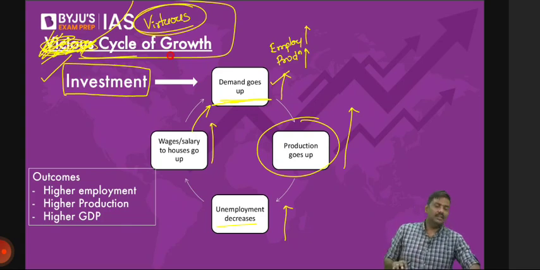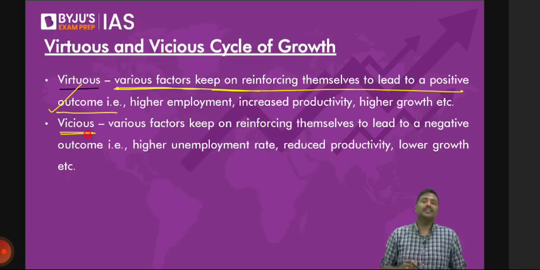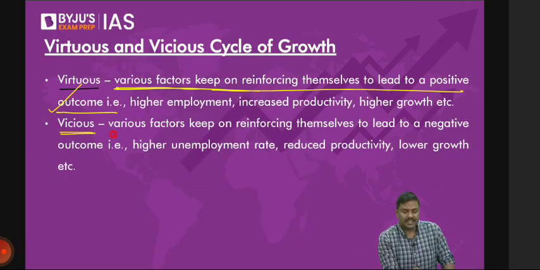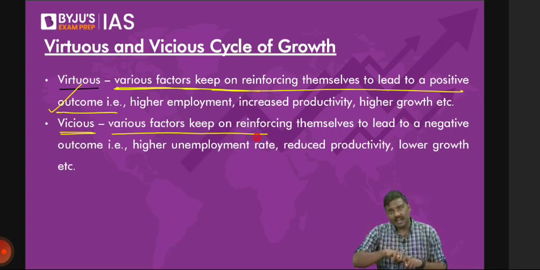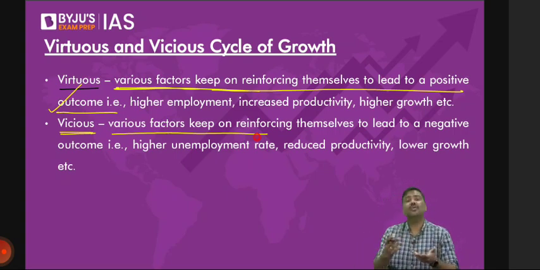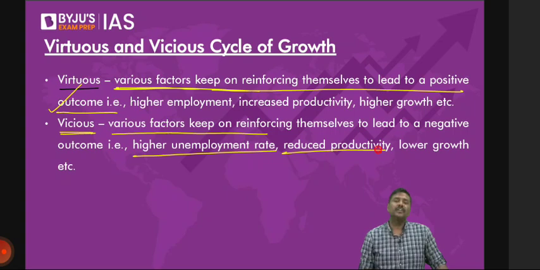Next is a vicious cycle. What is a vicious cycle? Exactly opposite. Various factors in the economy will keep on affecting each other. As a result of this, the whole economy will experience negative outcomes, certain unfavorable outcomes, such as a higher unemployment rate, reduced productivity, lower GDP growth rate, lower demand, lower production, etc.